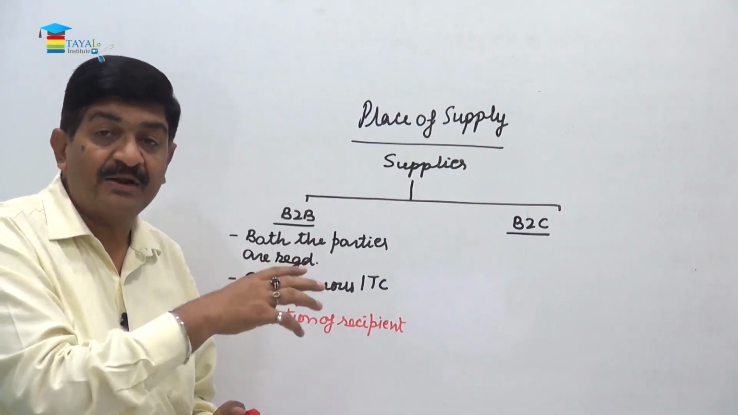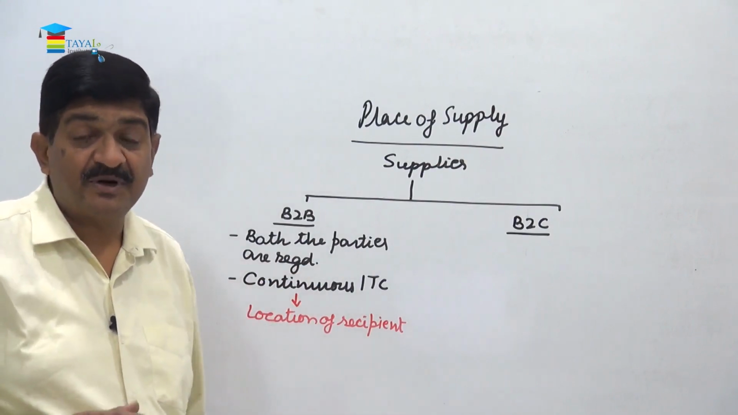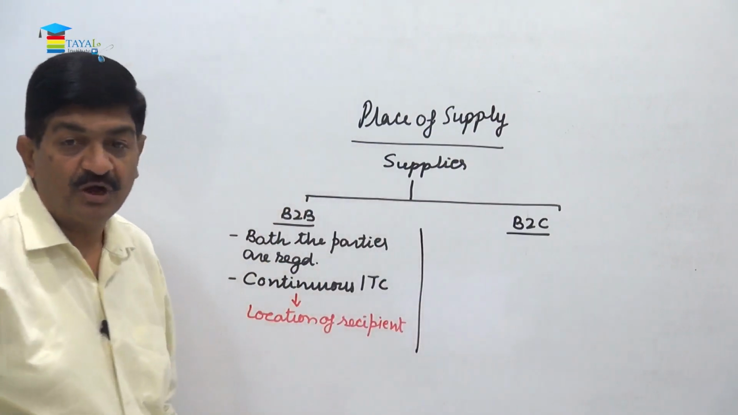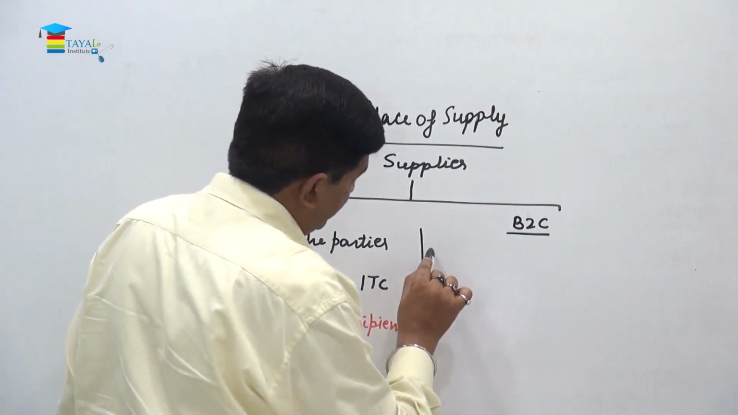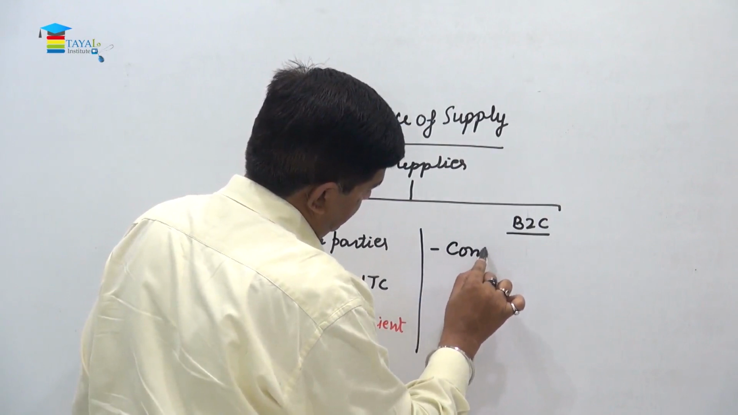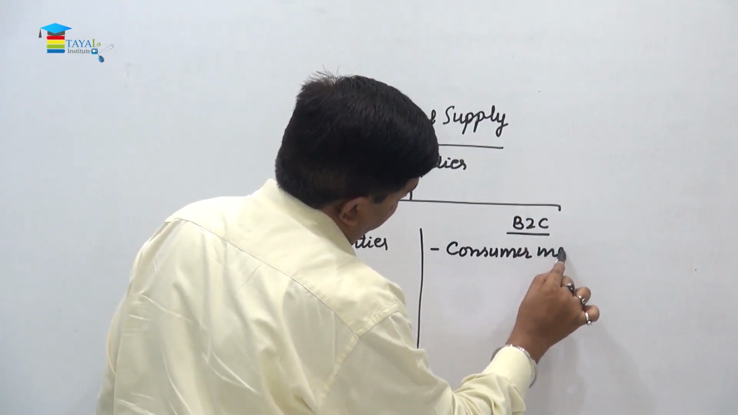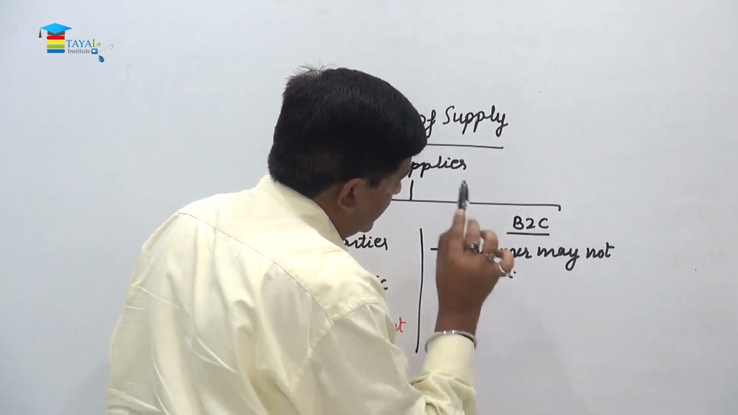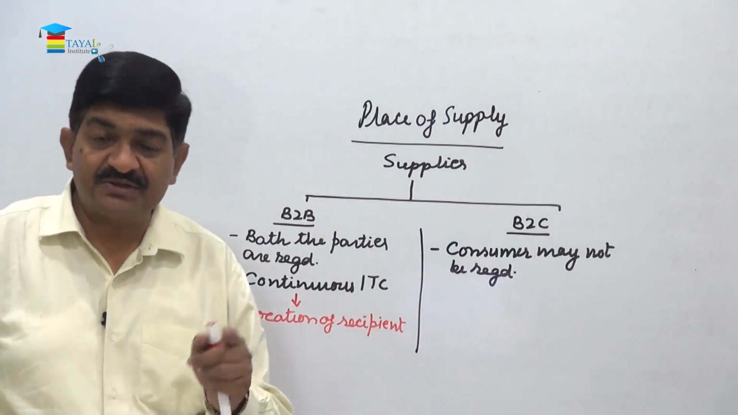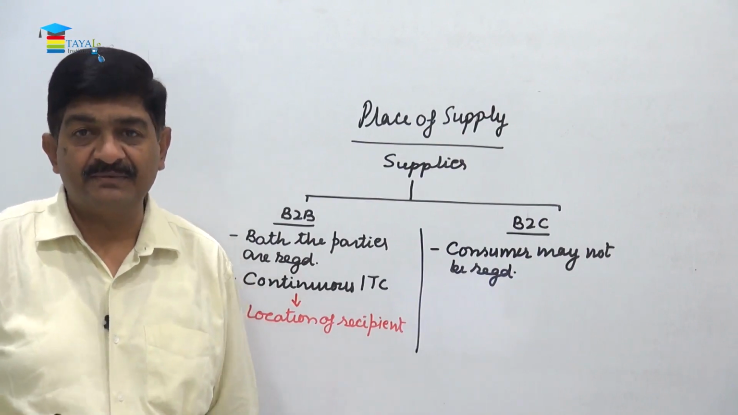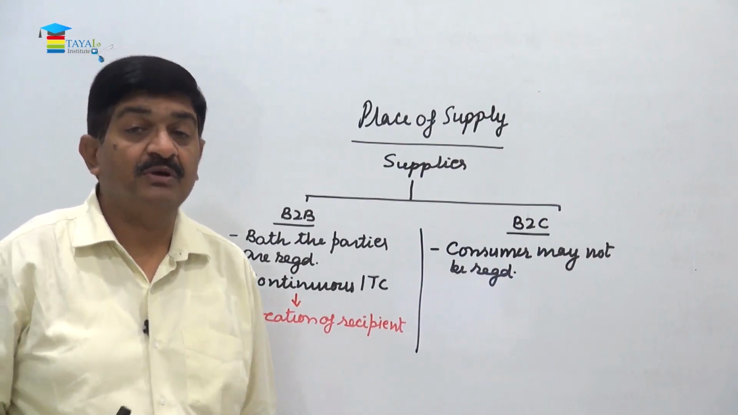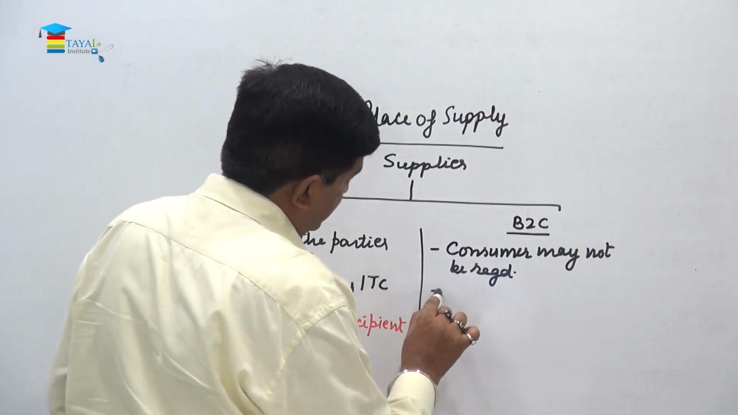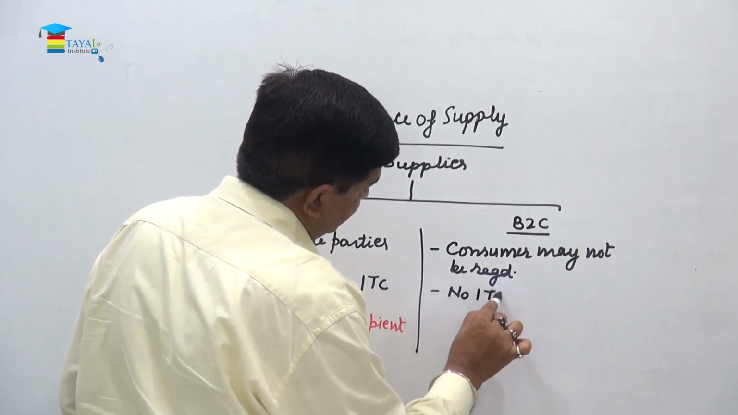So this is just a guideline, or you can say it is the summary of the entire chapter, but it does not apply 100%, right? This will guide you. If it is B2B supply, it is the place of recipient, and in case of B2C, the consumer may not be registered, and even if he is registered, it does not mean every service he is availing or every article he is buying is related to business. So it is presumed that in case of B2C, the consumer is not registered, and if he is not registered, there is no input tax credit.